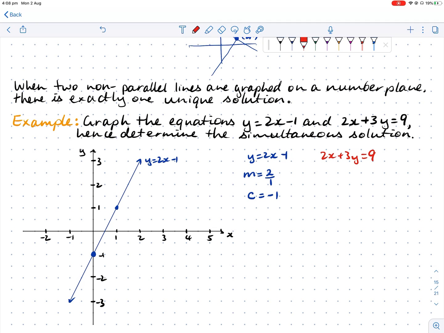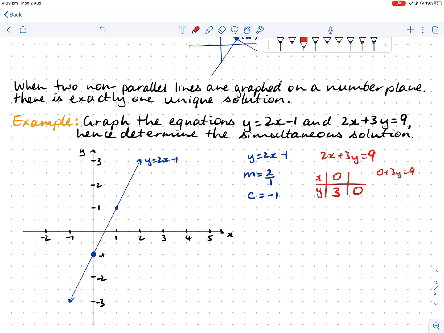If I were to try to go to gradient-intercept, what I would need to first do is make y the subject. So I'd move everything away in order to work out the gradient and y-intercept. But instead of that, I'm going to use the intercept method, which is to put in x equals 0 and y equals 0 to solve for two values. So if x is equal to 0, then we've got 0 plus 3y is 9. So then the y value is 3.